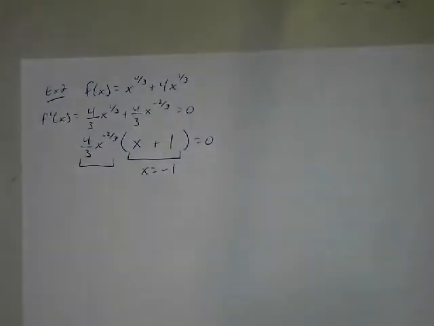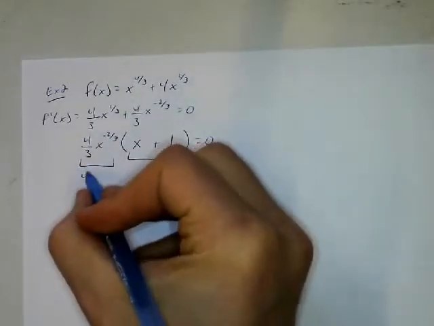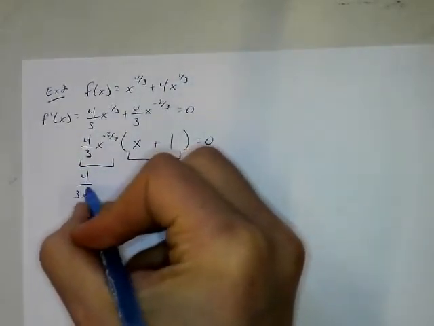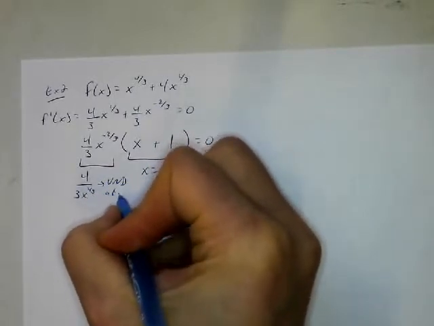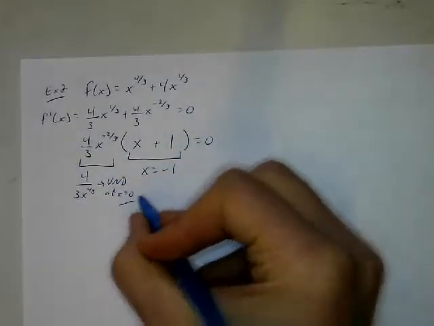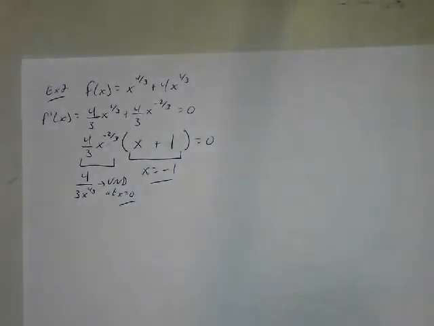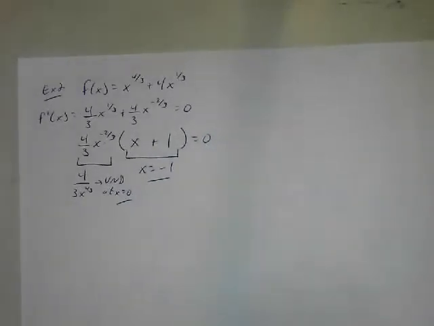Be careful. This part over here is never equal to 0. This is a negative exponent. It is 4 over 3x to the 2/3. Therefore, this is undefined at x equals 0. Both are critical points because one is undefined and one is 0.